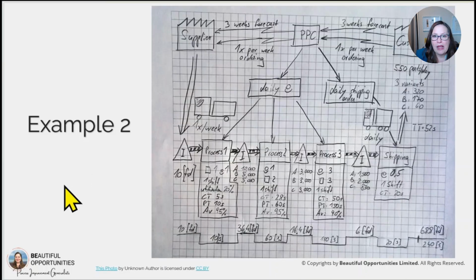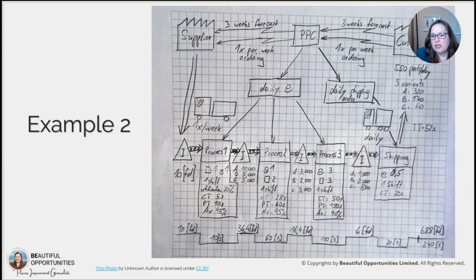Let's look then at a manual example. So, this is something that somebody has written on a piece of paper. And so we can see here that same flow. It looks very similar, right? We can see that information flow, material flow, and lead time ladder.